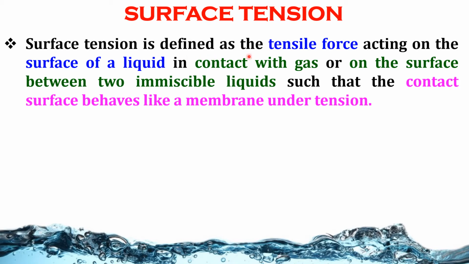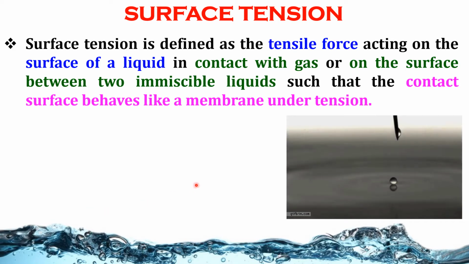Surface tension is defined as the tensile force acting on the surface of a liquid in contact with a gas, or on the surface between two immiscible liquids, such that the contact surface behaves like a membrane under tension. First, consider a diagram. Here, a liquid droplet is being dropped on a liquid, and when it is dropped, the surface acts like a membrane. The surface acts like a membrane and it starts to deform continuously.